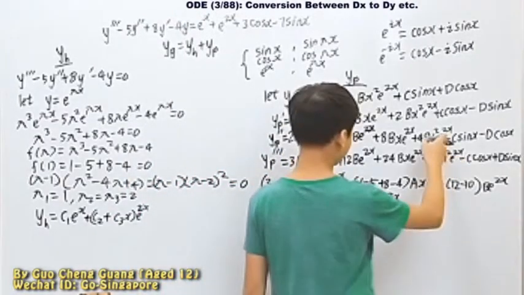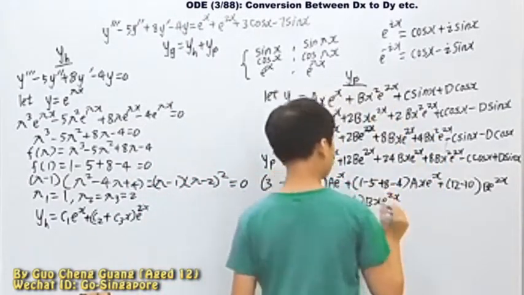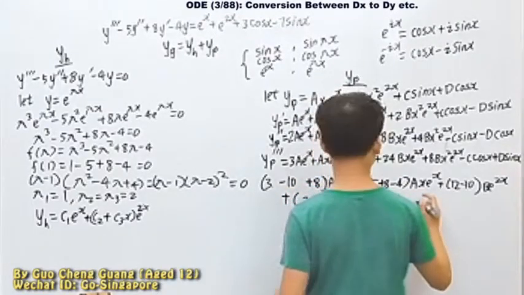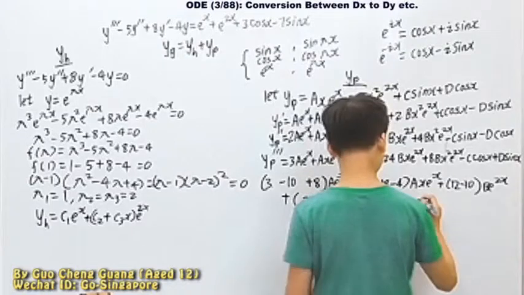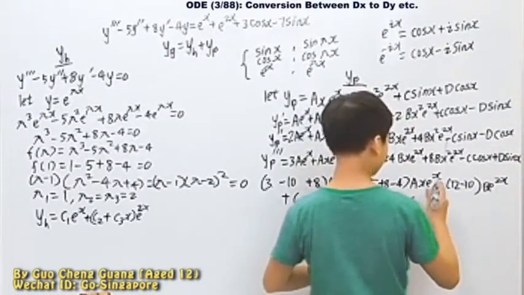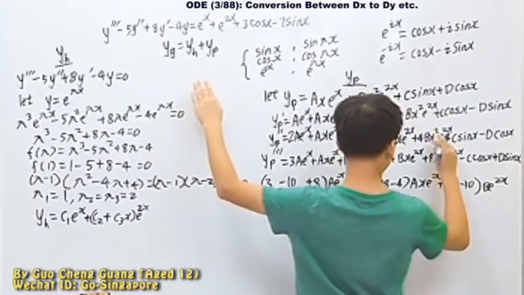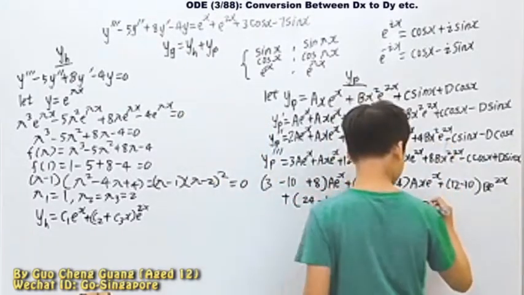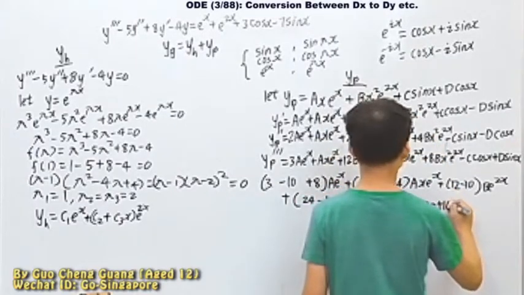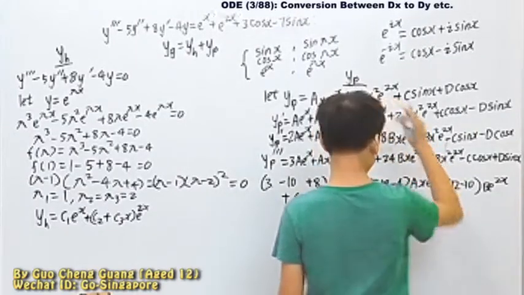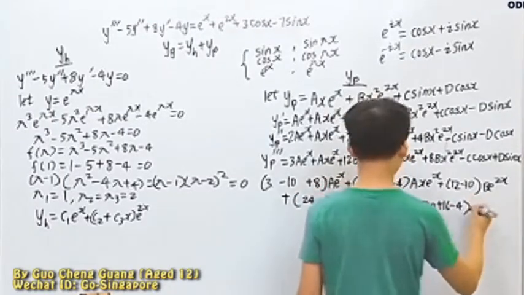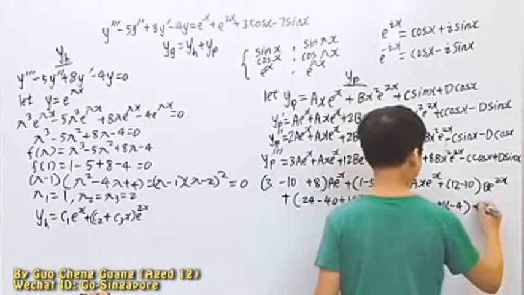The next is the ones with square. So here's 8, here's minus 20, here's plus 16, and here's minus 4. Alright, so this part will also cancel out.